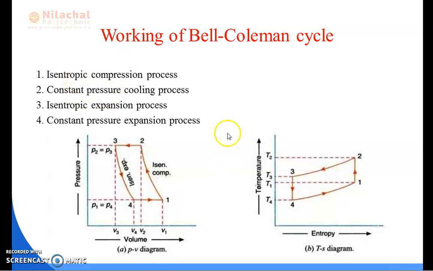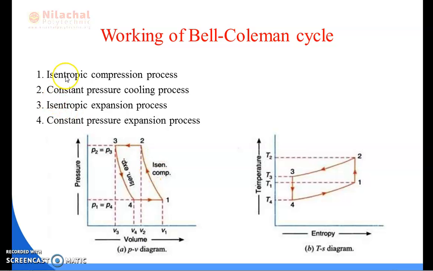The first process is the isoentropic compression process. 1 to 2 is the isoentropic compression process, 2 to 3 is the constant pressure cooling process, 3 to 4 is the isoentropic expansion process, and 4 to 1 is the constant pressure expansion process. Let's start to understand the PV diagram and the TS diagram.